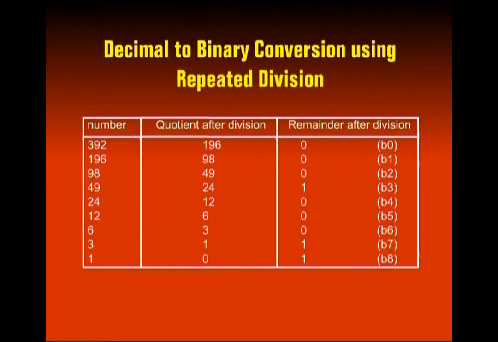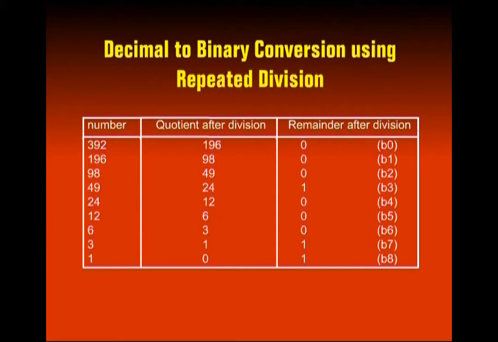Let's consider the second method of converting from decimal to binary using the repeated division by 2. The number to be converted is again 392 decimal. The number 392 is divided by 2. You get a quotient value 196, and the remainder is 0. So you note down the remainder. You divide the quotient value 196 by 2. You get a new quotient value, which is 98, and the remainder, of course, is again 0. So you note down the remainder 0.